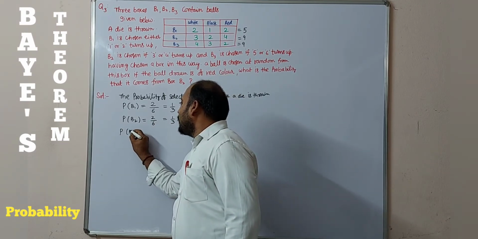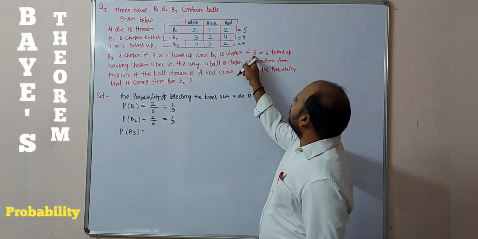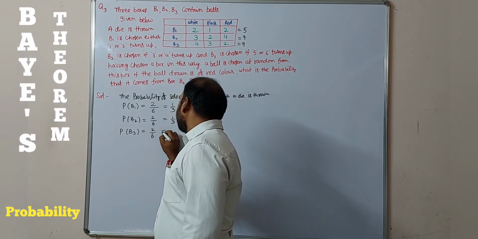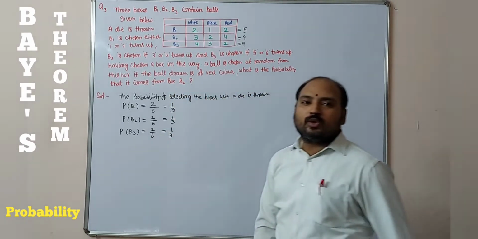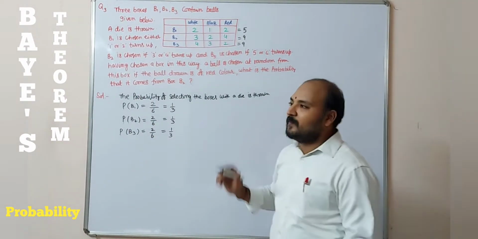Next, the probability of selecting the third box. To select the third box, either 5 or 6, so 2 numbers are there, 2 by 6, which is equal to 1 by 3. So the selection process of boxes is over.